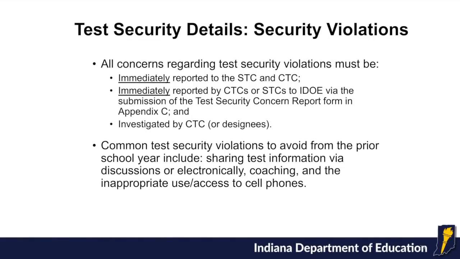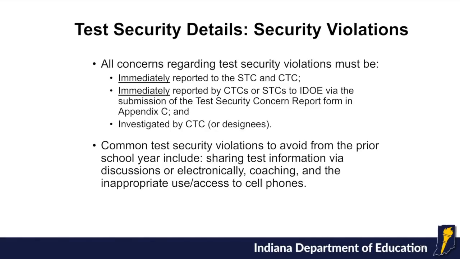All concerns regarding test security violations must be immediately reported to the STC and CTC. Immediately reported by CTCs and STCs to IDOE via the submission of the Test Security Concern Report Form in Appendix C. Waiting until after the testing window is closed to report test security violations is not appropriate. Failing to report a test security concern immediately to IDOE is in itself a test security violation. Finally, test security violations must be investigated by the CTC or designees.